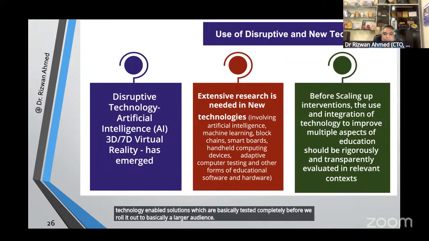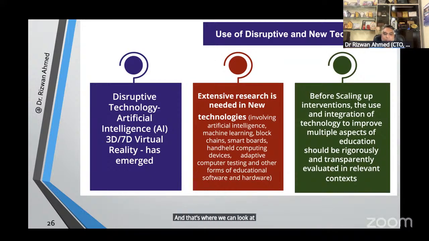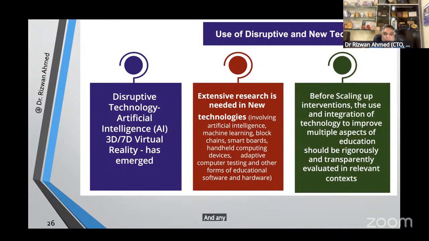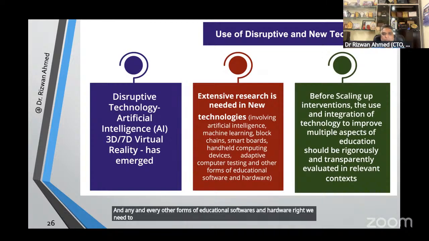And that's where we can look at all the solutions like AI, ML, deep learning, generative AI, blockchain, smart boards, handheld computing devices, what we saw earlier, adaptive computer testing, as I was explaining in the case of proctored exams, and any and every other form of educational software and hardware. We need to look at what is going to be relevant in terms of what we are trying to do.